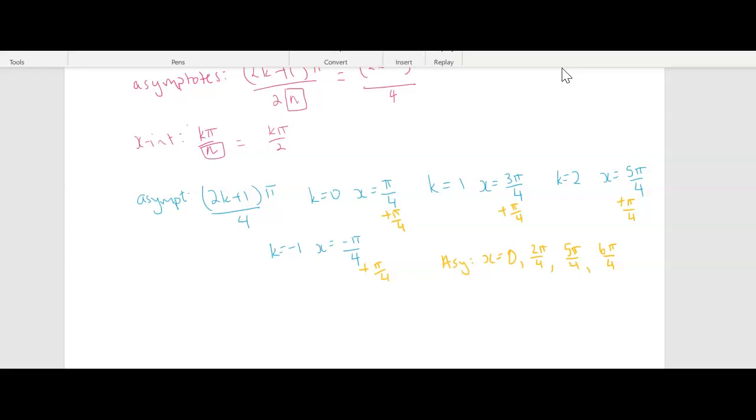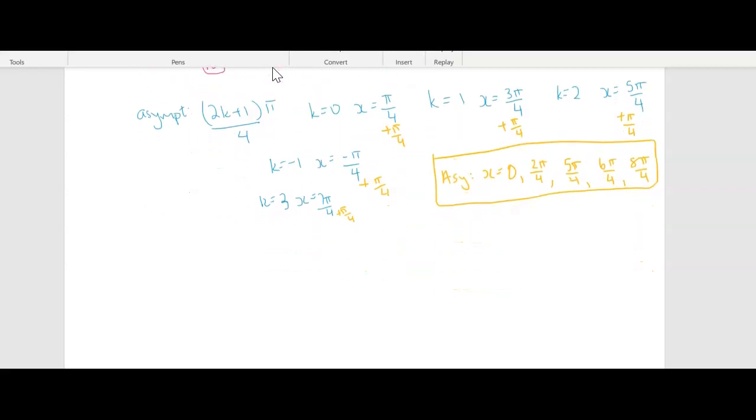8 pi on 4 is also going to be an asymptote. I'll show you in a sec. Sorry, I just did that in my head. If we let k equal 3, 2 times 3 is 6 plus 1 is 7, 7 pi on 4. And then if I add pi on 4, I get 8 pi on 4. So there's all my asymptotes. All right, and let's do our x-intercepts now.